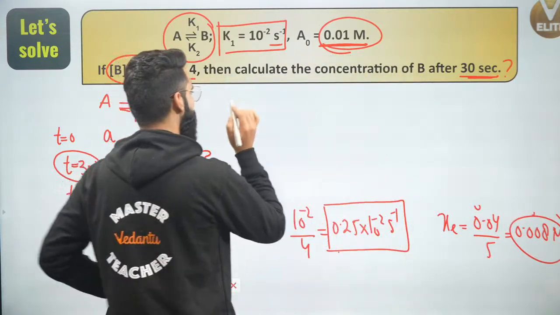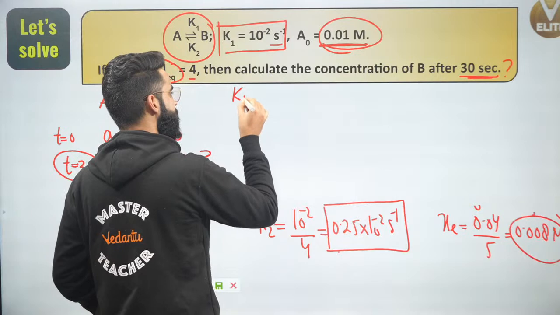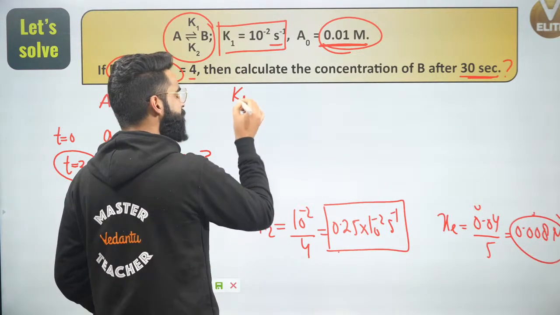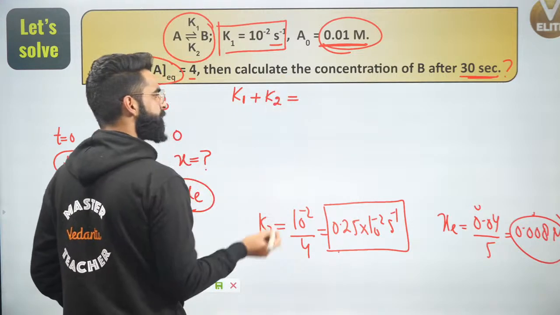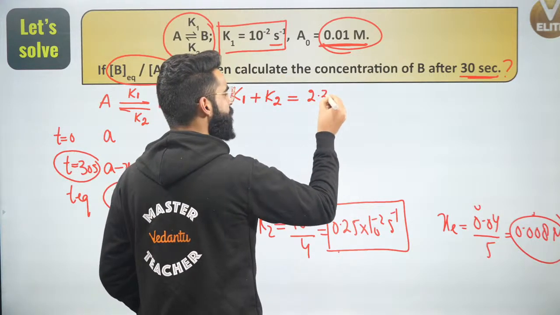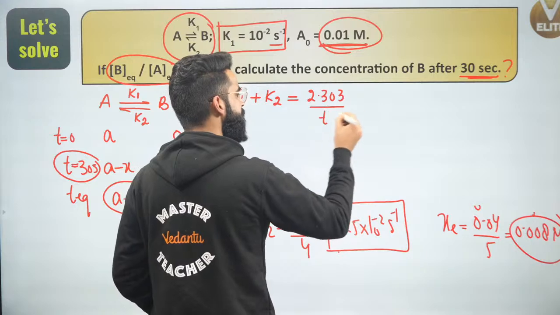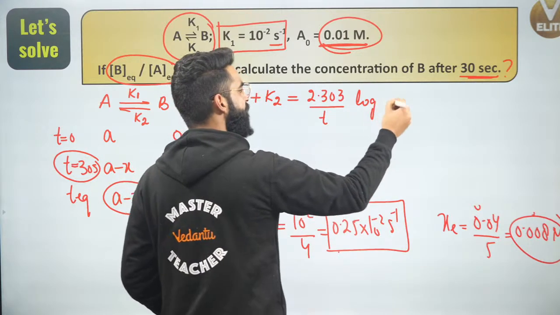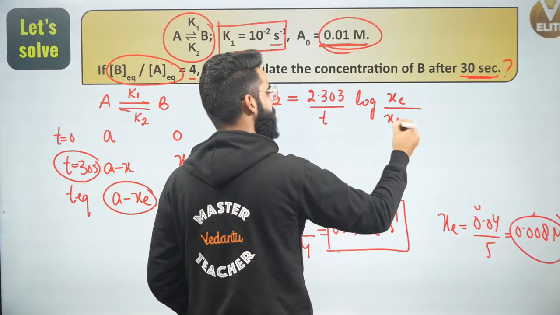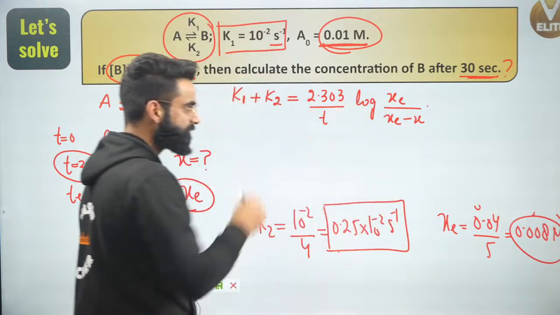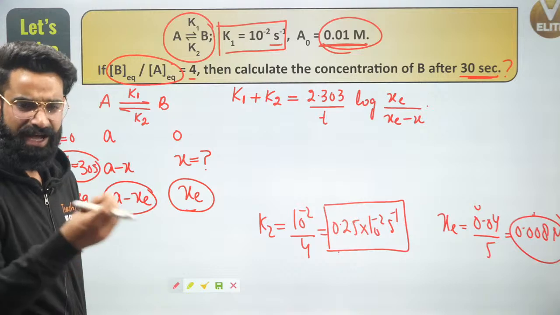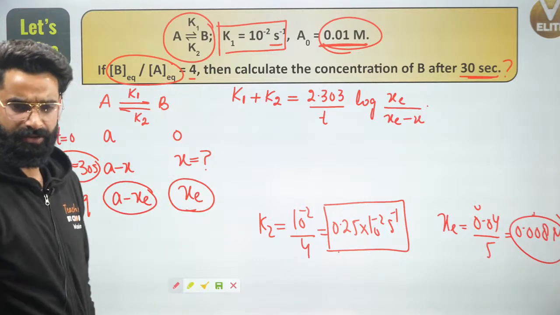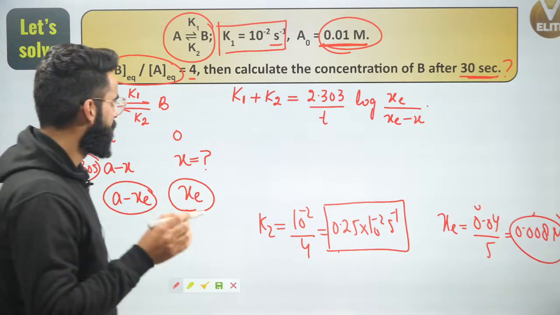Now guys, let's try to use the integrated rate equation. That used to be equal to Kf plus Kb, but instead of Kf plus Kb, I'll be writing simply K1 plus K2, right? It's going to be 2.303 divided by T, log of Xe divided by Xe minus X. I think I have all the parameters with me. I just have to put all the parameters into this equation.